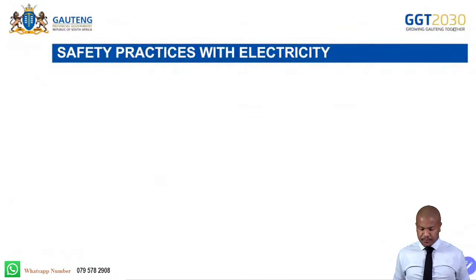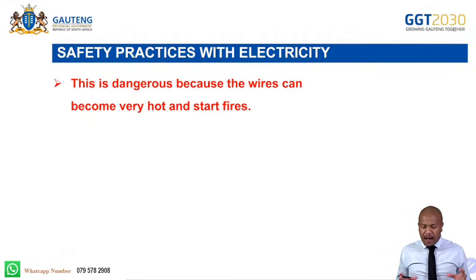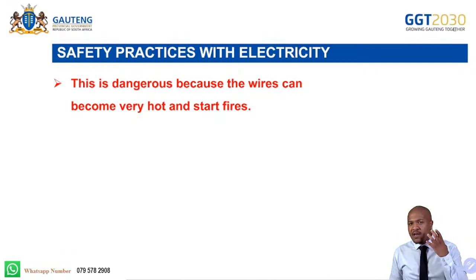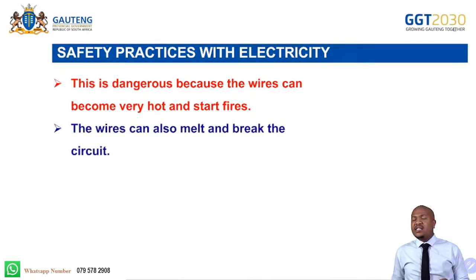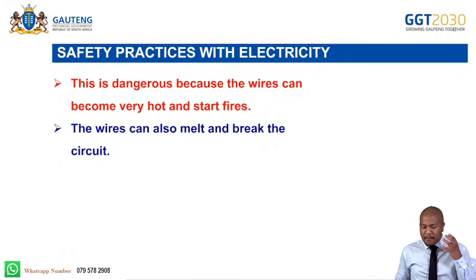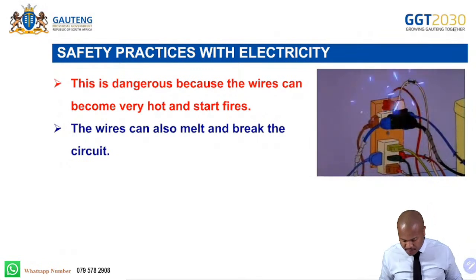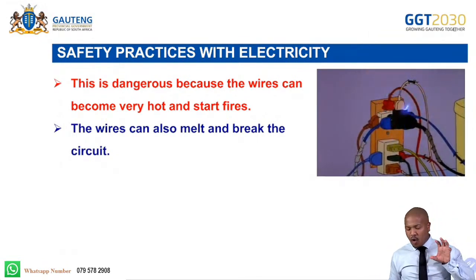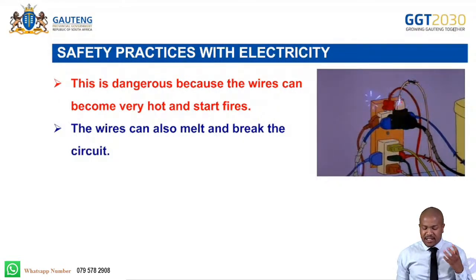Now this can be dangerous because the wires heat up. As they heat up, they become very hot and they can cause what? Fires. As it is dangerous, we need to apply some safety precautions. The wires, in their heating up, can also melt and break the circuit. For example, looking at this picture, this is an overloaded circuit, with wires heating up, melting, and also starting what?